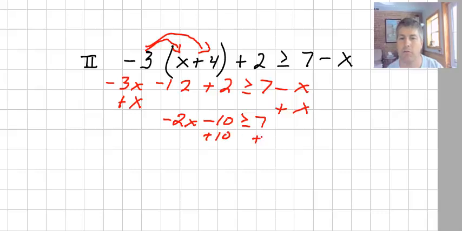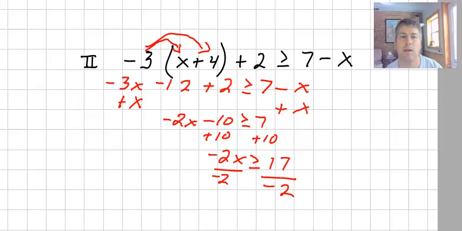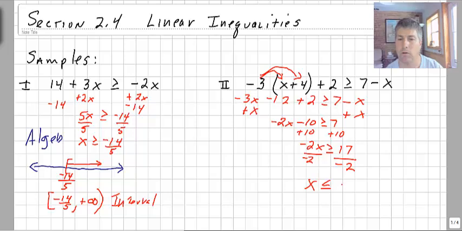Now, we'll go ahead and add 10 to both sides. And we get negative 2x is greater than or equal to 17. Divide by negative 2. I'm just double checking my work. Looking good. Divide by negative 2, which means if I'm dividing by a negative, I have to change the direction of my inequality symbol here. So I'm going to go ahead and do that. And dividing by negative 2, I get x is less than or equal to negative 17 halves. Okay, so that is our algebraic solution.